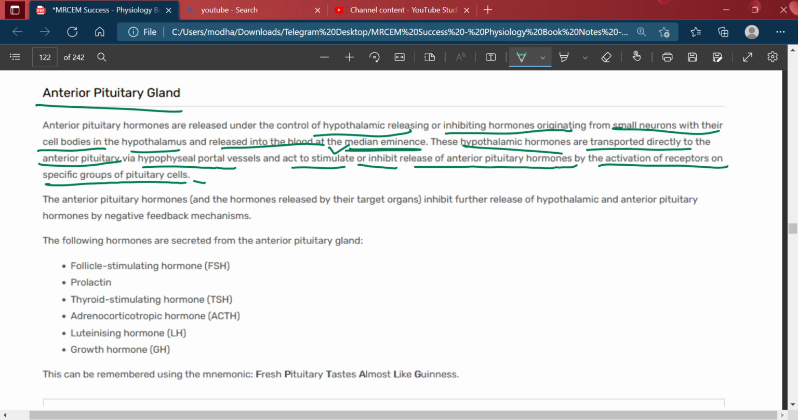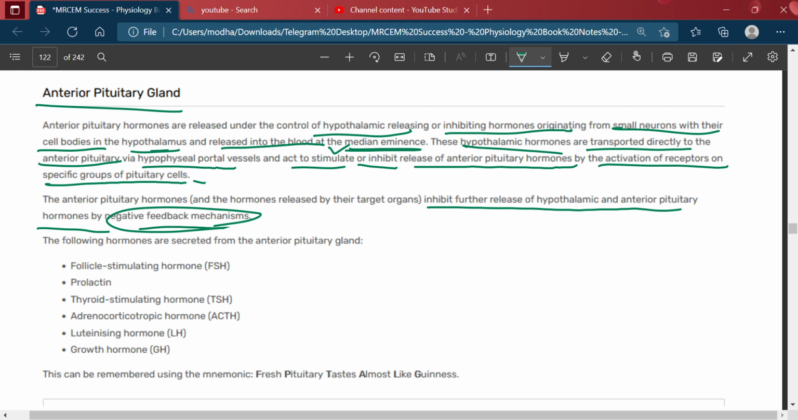The anterior pituitary gland is stimulated or inhibited by the hypothalamus. The anterior pituitary hormones and the hormones released by their target organs inhibit further release of the hypothalamic and the anterior pituitary hormones by negative feedback. As the anterior pituitary hormones are released, the hormones stimulated by them will further have negative feedback inhibition on the hypothalamus and the anterior pituitary.